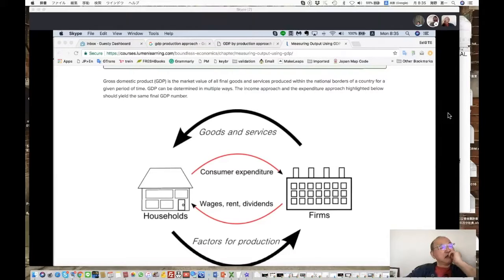Basically, what we produce in firms, that's GDP, is equal to what we consume as workers, because we provide them back as factors of production. Households have income, and firms produce, right? So this is actually in balance. Productivity equals income.